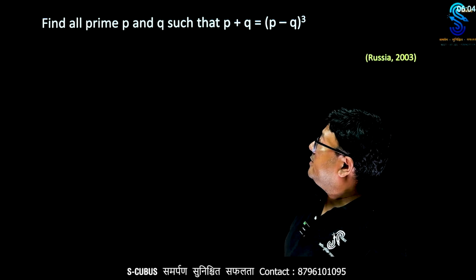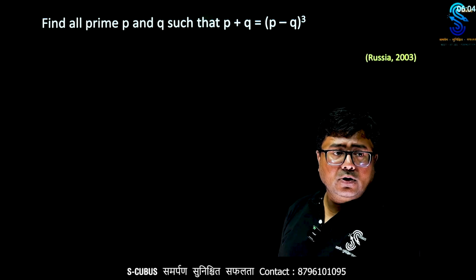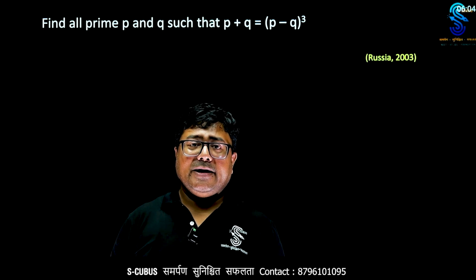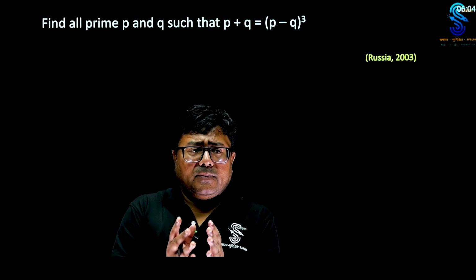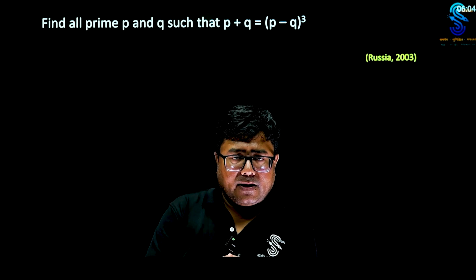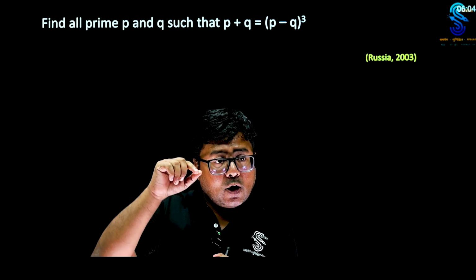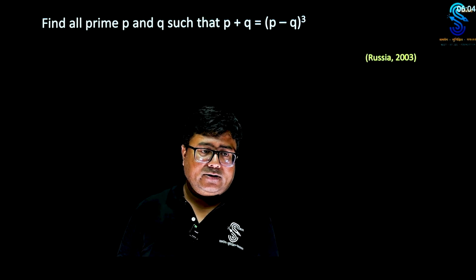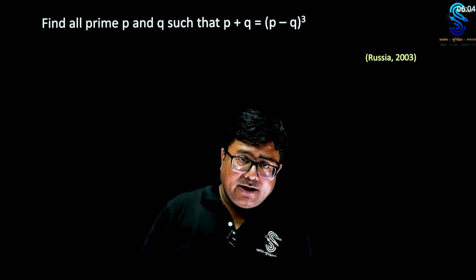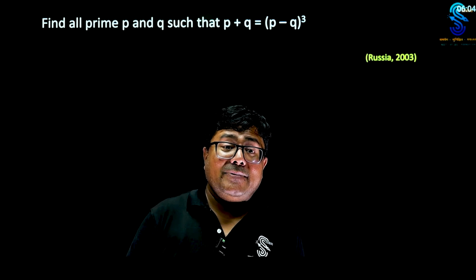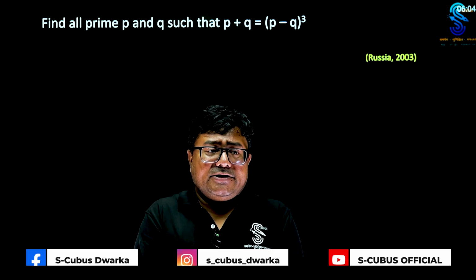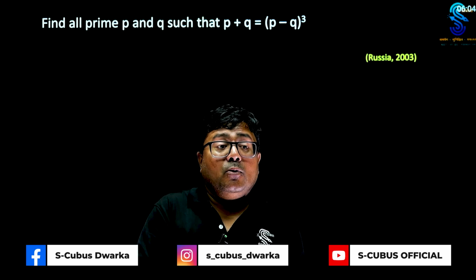Have a look at the question. There are two prime numbers p and q, and we are given the equation p plus q is equal to (p minus q) whole cube. Now just think for a while. If I expand (p minus q) whole cube, will it help me solve the question? Actually it can if I use Fermat's little theorem, but in general it will make it more complicated.